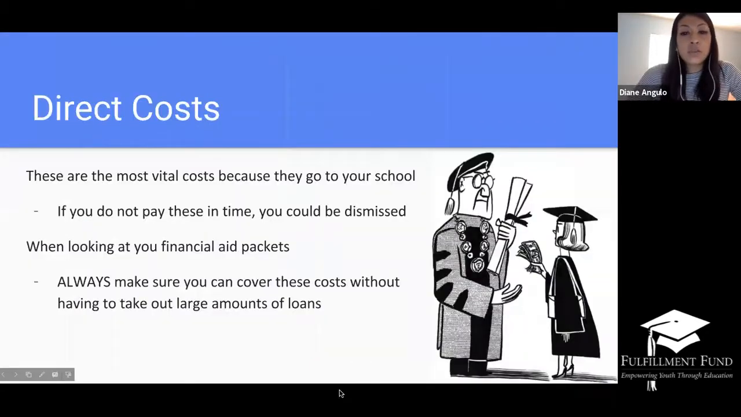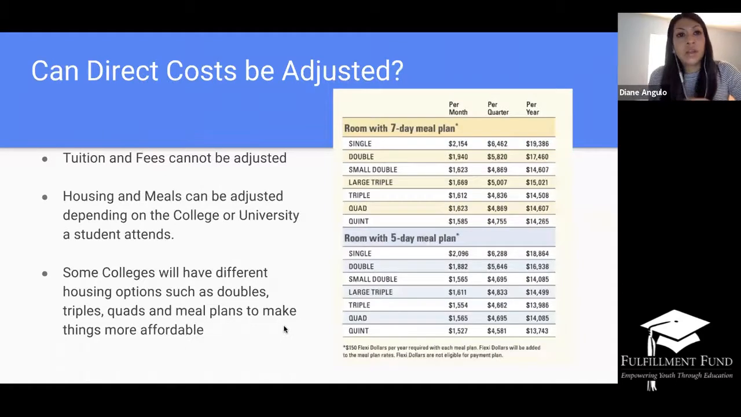So now let's focus on the direct costs. So these are costs, again, as I mentioned before, these are costs that need to be paid directly to your school. So if you do not pay these costs on time, you can be dismissed, or your admission can be taken away from you. So it's important that these costs completely get paid, that tuition gets covered. And these costs, again, also include housing. So these costs, can direct costs be adjusted?